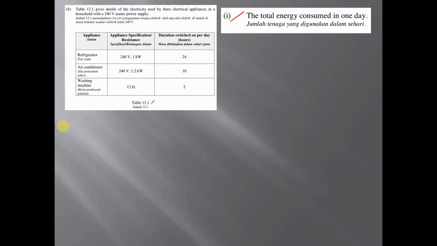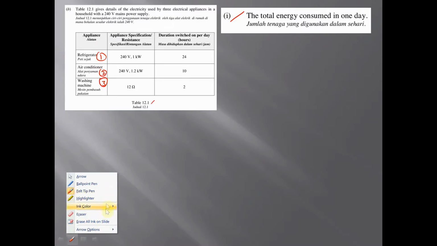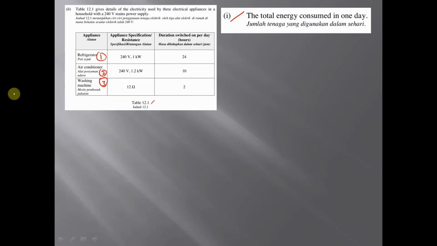So let's start with the refrigerator. I call it the simple one. 1, 2, and 3 lah, 3 alat. Okay, now for the first one, refrigerator, how is it going to work? As I showed you, the usage is 1 kilowatt. You multiply by the time of your usage, which is 24 hours. So this is very simple. It's 24 kilowatt hour. So that's the energy usage for the first appliance.